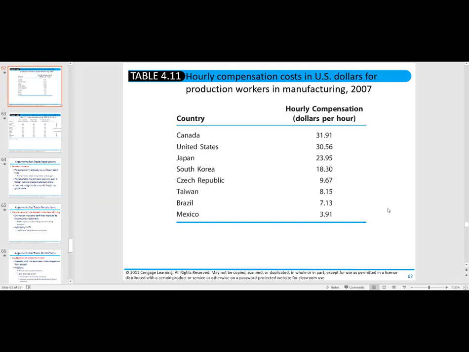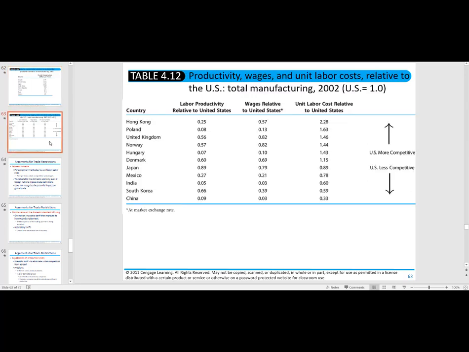So table 4.11 shows you a comparison of manufacturing wages in 2007 in many other countries. As you can see, Canada pays higher than the US, Germany too, and they are able to maintain a better trade deficit, and Germany even has a trade surplus, unlike us. So the hourly compensation is not the full story. It has also a lot to do with productivity. That's what table 4.12 is illustrating.